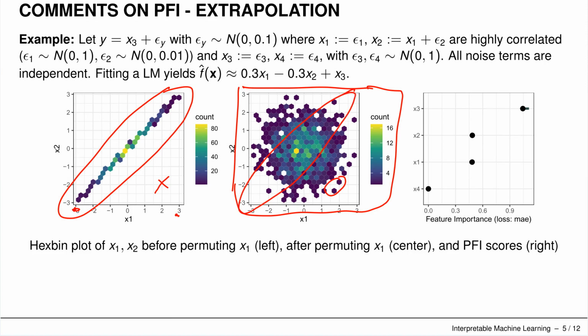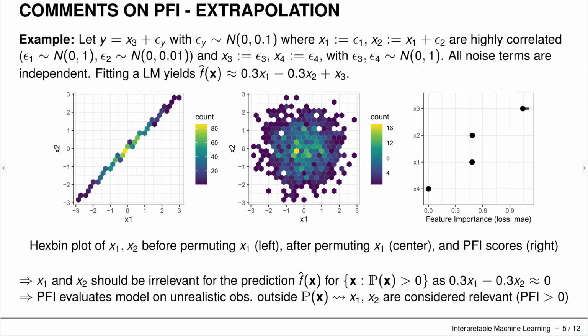And that means that X1 and X2 also get a high permutation feature importance. X3 correctly gets a high value, but X1 and X2 actually have no effect. If you look at the data generating process, it's only X3, but X1 and X2 also get quite a high PFI value and are considered relevant. The reason is that the PFI evaluates the model on unrealistic observations outside of the joint distribution of X1 and X2.